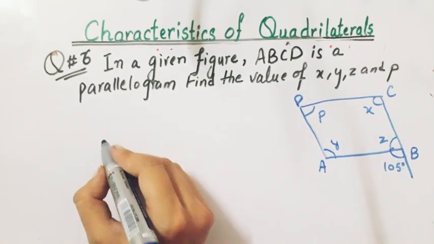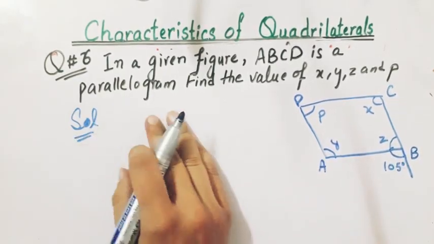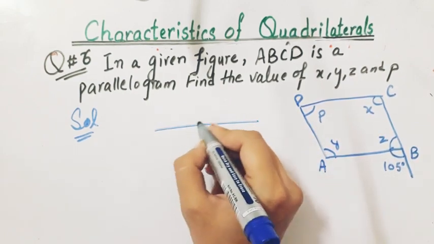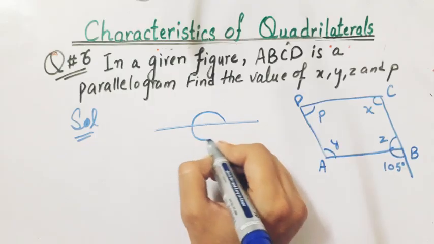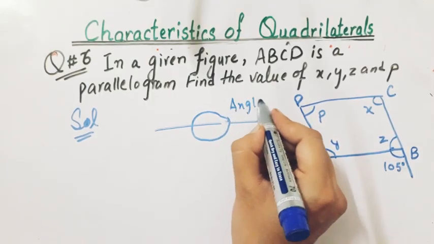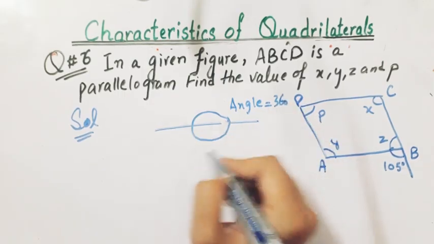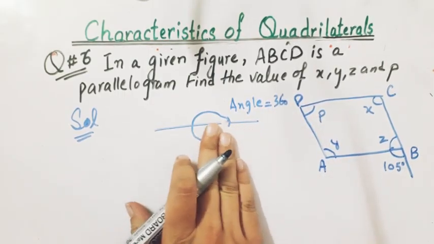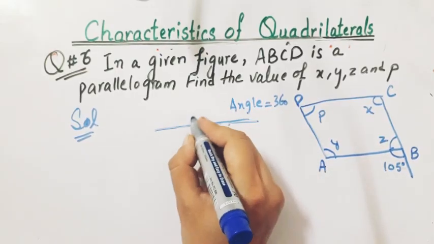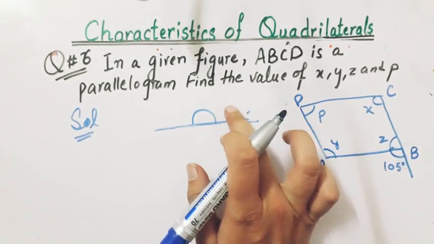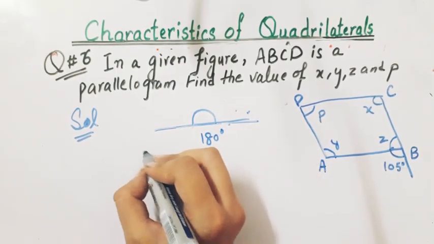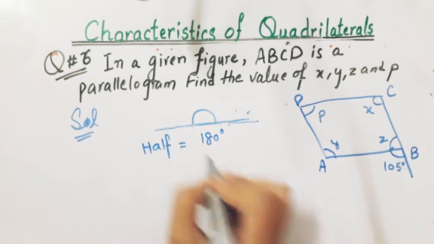Now here is a point. Before solving this, you have to understand and always remember: the angle of a full circle, like this is a full circle, is 360 degrees, the whole angle. But when we make this half, a semicircle, or when you see a protractor, this half angle is 180 degrees. So half is 180.